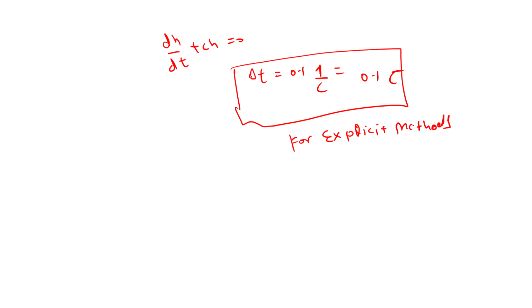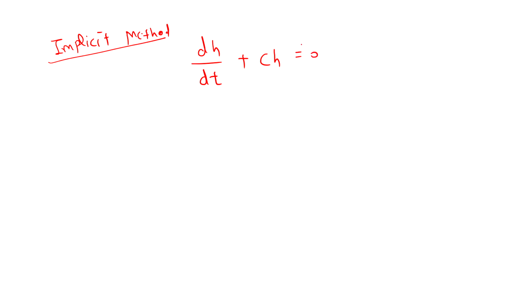Now we have seen that explicit methods are conditionally stable or they conditionally converge. Let us go to the implicit method. So my ODE is dH over dt plus CH is equal to 0. So this we will talk in the next video.